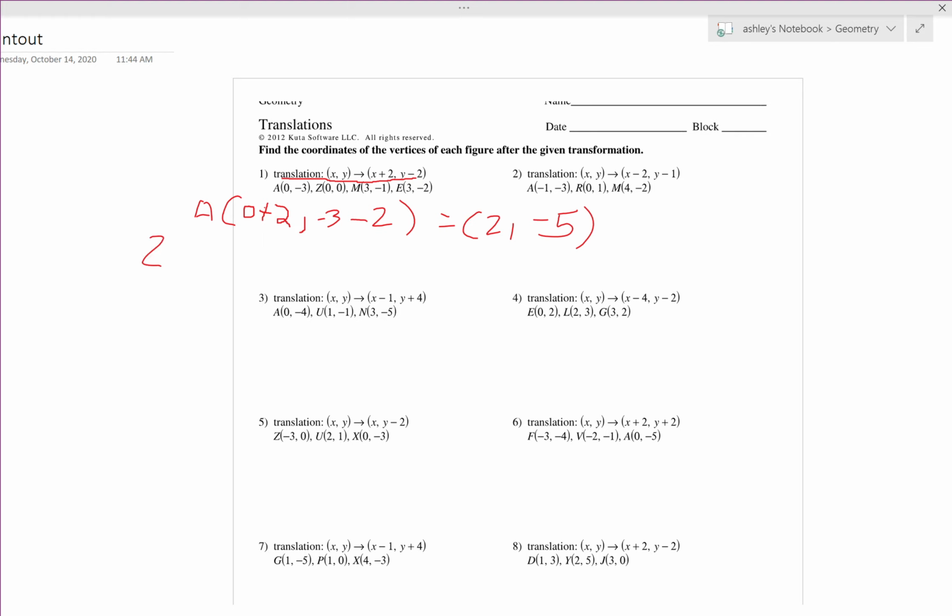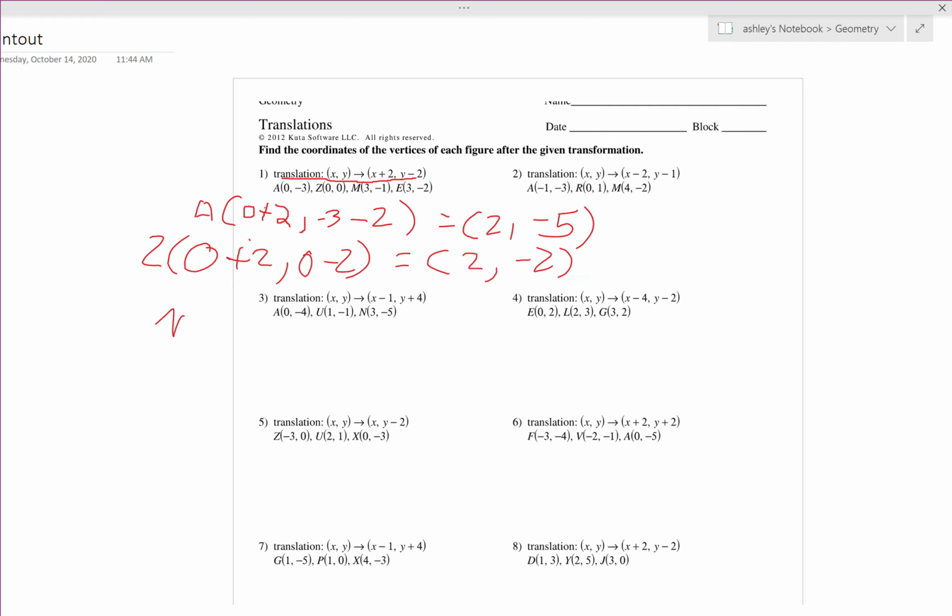So if I move on to point Z here, I have the point 0, 0. Pretty easy point. Actually, I didn't need to write it like that. Go ahead and erase it. We have the point 0, 0. My x is 0, so I'm going to do 0 plus 2, comma, 0 minus 2. Simplify that, and I should get the point 2, comma, -2.